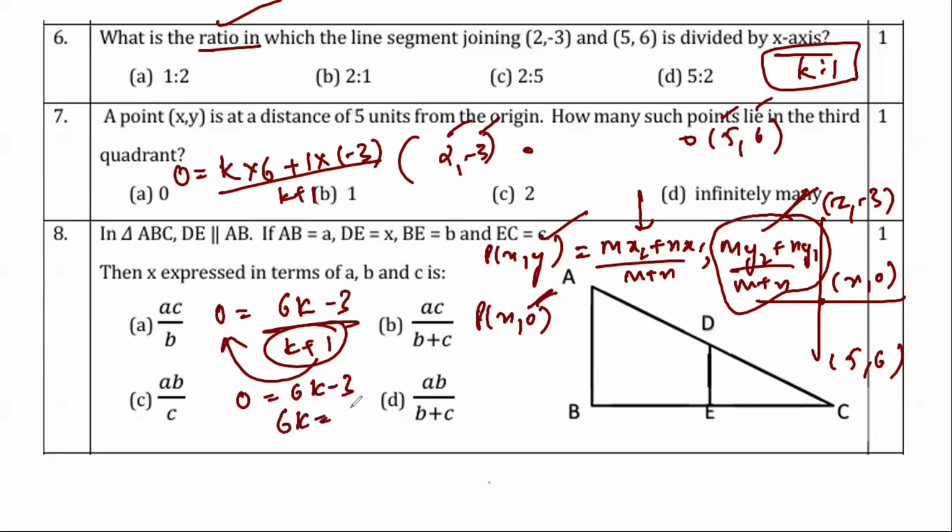So when you solve it, it becomes 6k is equal to 3 and k is equal to 3 over 6, which is 1 by 2. So the ratio will become 1:2. Okay, 1:2 is the final answer, right? Now moving to the next part, next question.